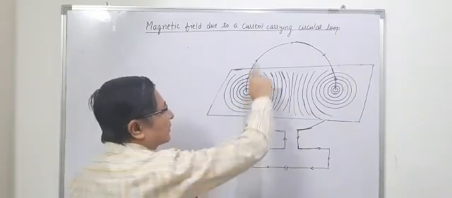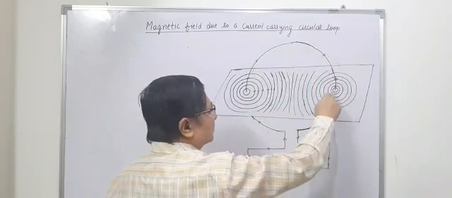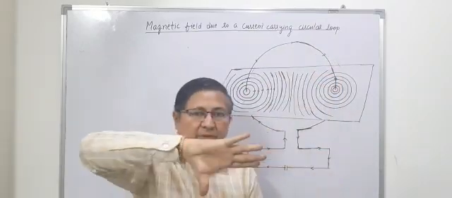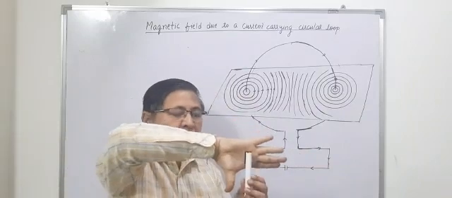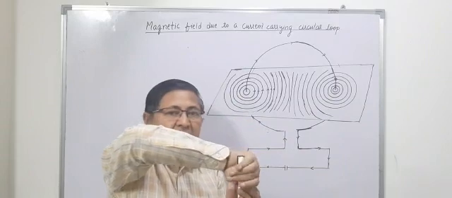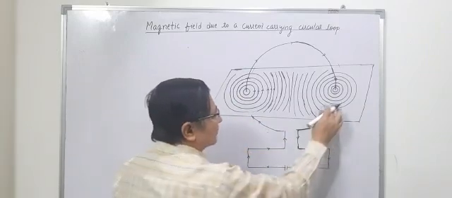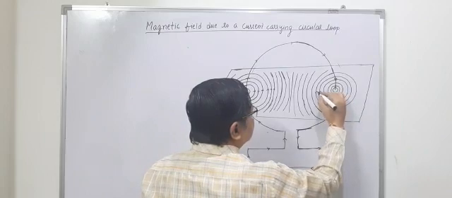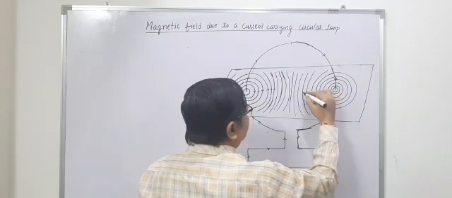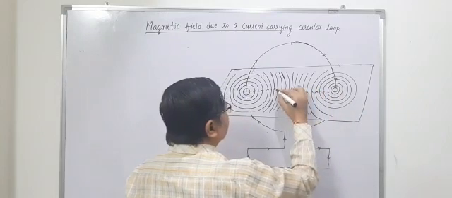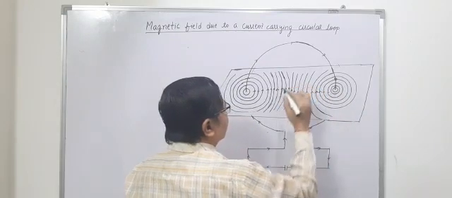And from here it is coming down through the circular loop, and if you see the current is going down from here, so we'll keep our thumb down and wrap the fingers. This is in the clockwise direction. You can see here the direction is clockwise, and here the direction is anti-clockwise.